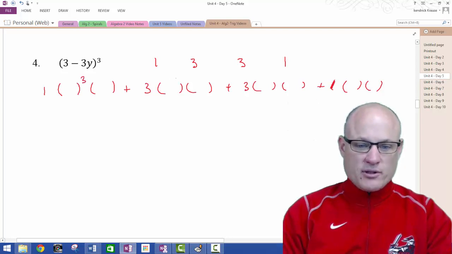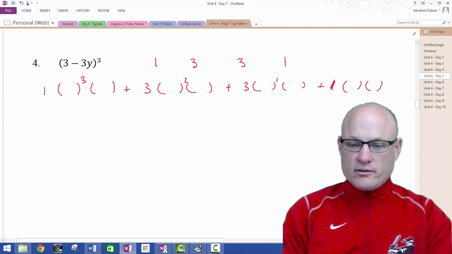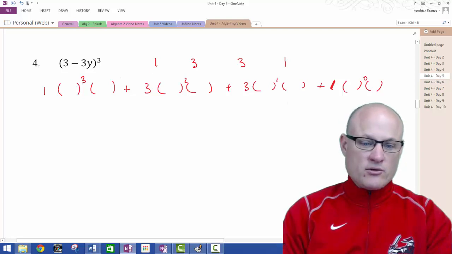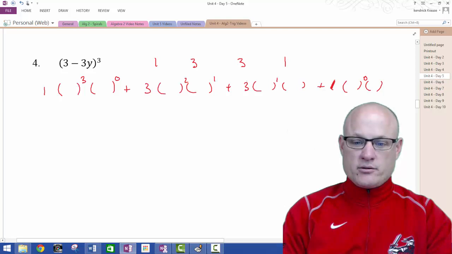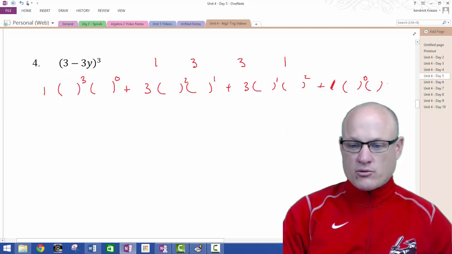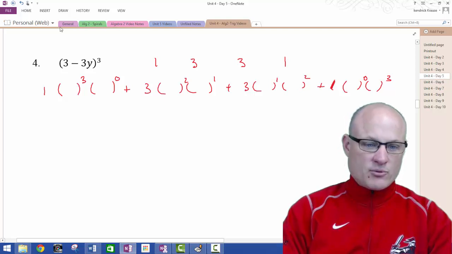Start high: 3, 2, 1, 0. Start low: 0, 1, 2, 3. Grab some green.